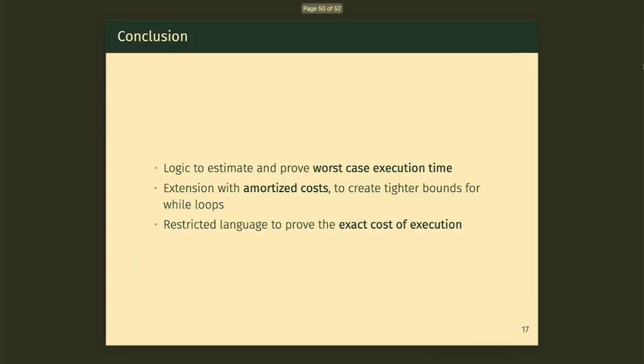Just to recap and summarize some of our contributions, we developed a logic that was able to generate a limit on the execution time of a program, and then we extended it so it would calculate amortized costs, so we created tighter bounds for certain algorithms. And finally, by restricting our language, we were able to develop a logic capable of computing the exact cost of executing a program. All these logics were proved sound, and then we did our implementation in OCaml, so we were able to run these logics with classical examples.